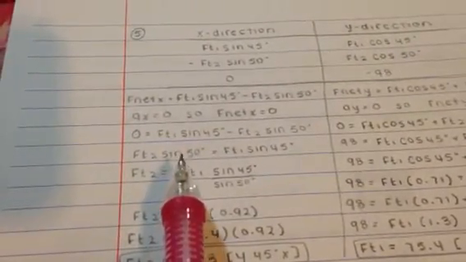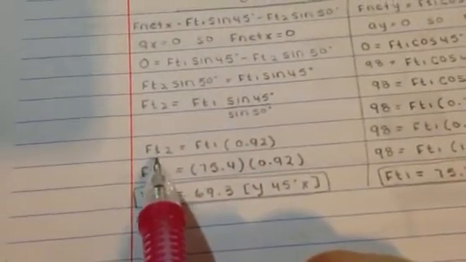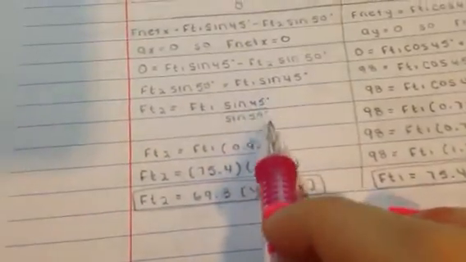You divide sin 50 on this side, and it's going to give you that FT2 equals FT1 times 0.92 once you divide this on the calculator. Then you have to do the same for this side, and you have to put it all equal to 0, and then you add the 98 on this side, and it's going to give you this.